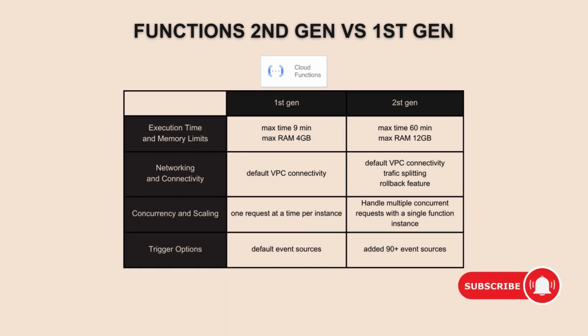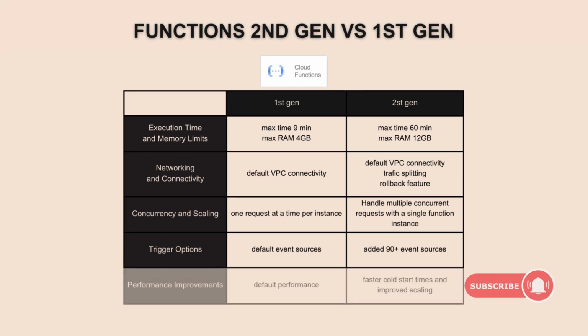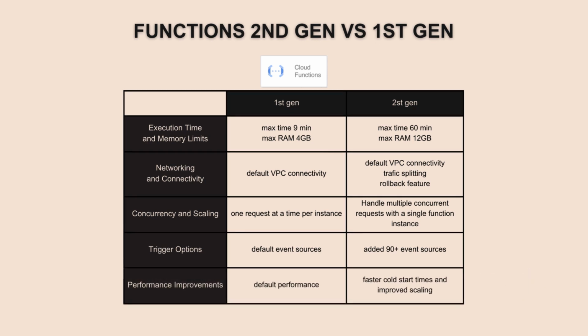Trigger options. While the first generation supports fundamental triggers, such as HTTP requests and Cloud Pub/Sub events, the second generation expands these options, incorporating more varied event sources, allowing functions to interact more dynamically and support a wider array of automated workflows. Performance improvements. The second generation runs with faster cold start times and improved scaling behaviors, which are critical for applications that depend on high performance and reliability.